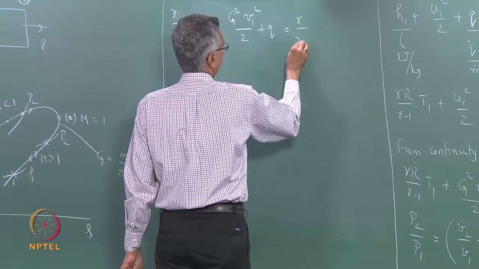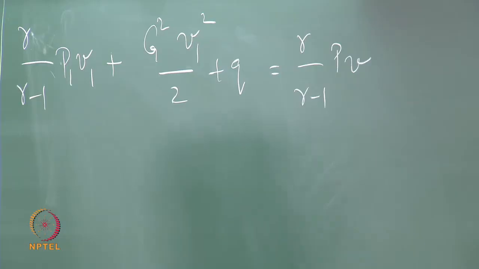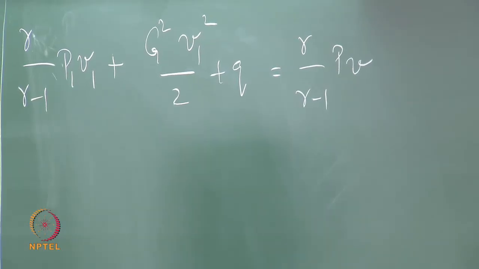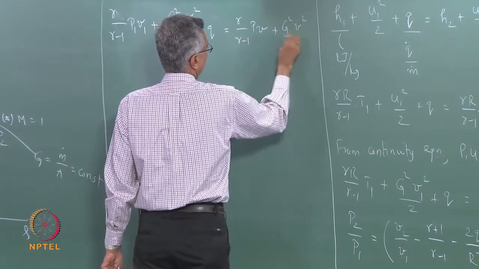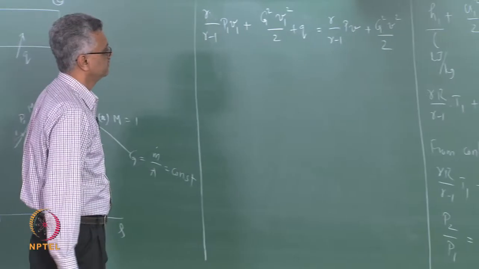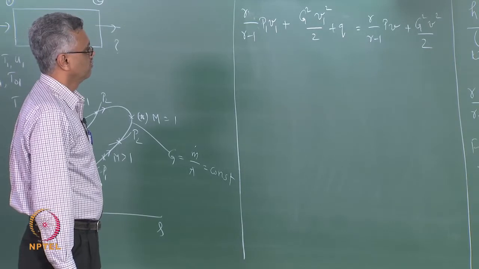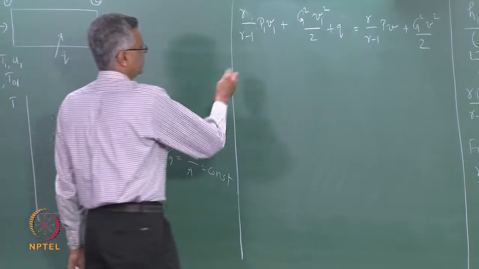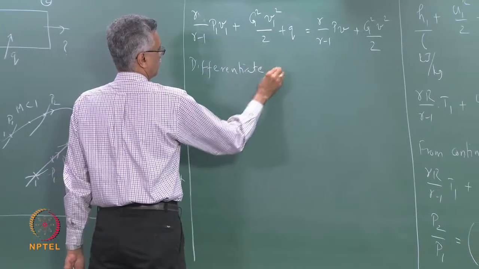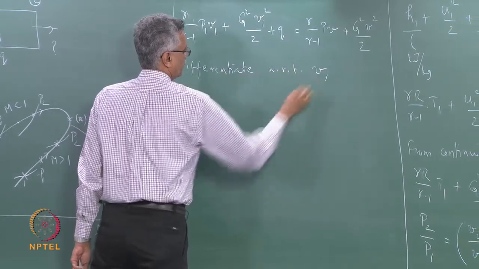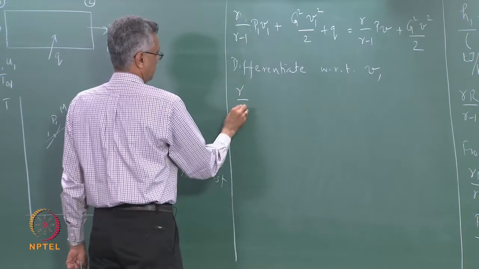gamma over gamma minus 1. I am going to write this as PV, so that the downstream state can lie, as we move along that line, the downstream state can be any value of P comma V, plus G square times V square over 2. So if I differentiate this with respect to V, we get the following, and we can do this very easily.